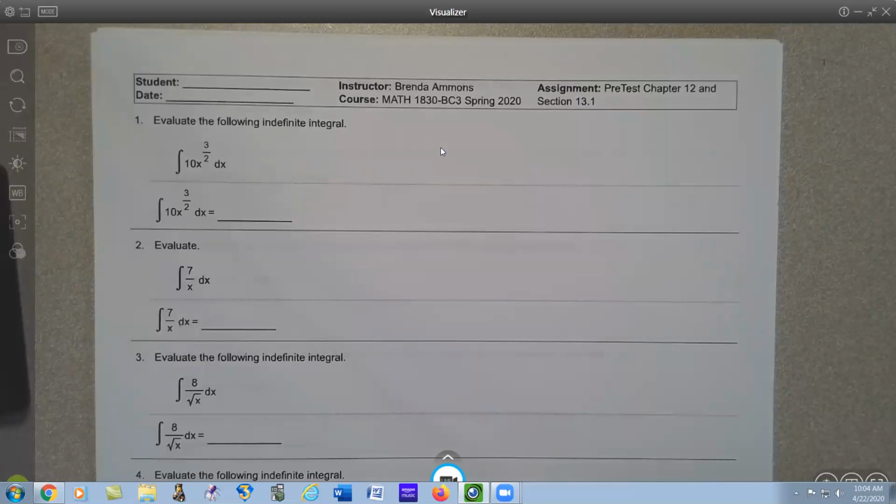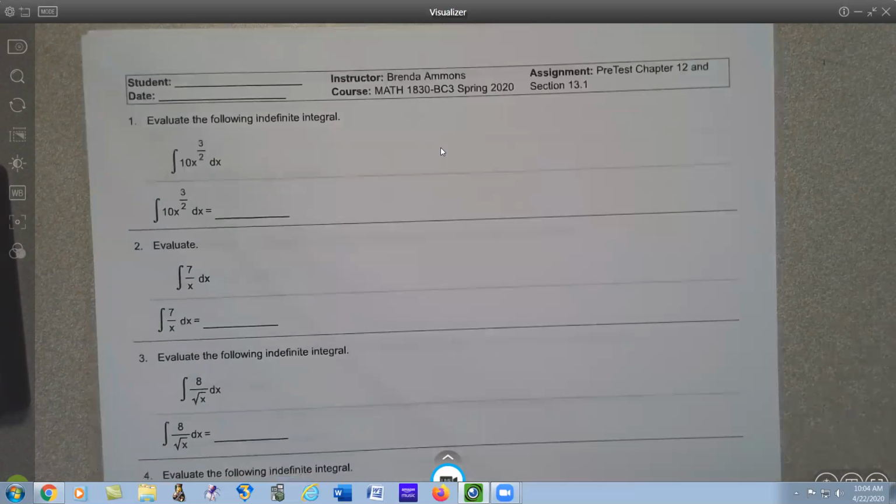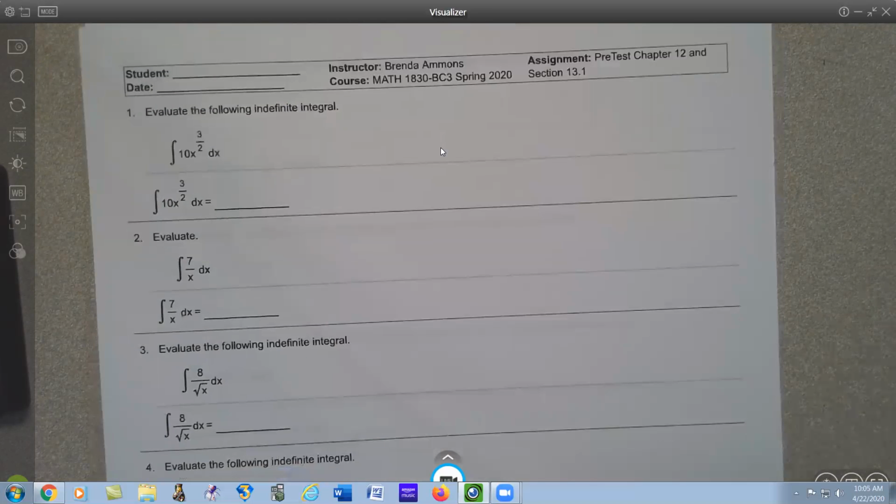So if you have looked at this, or if you see any problem down through here that you would like to see, let me know. Has anybody seen these problems or tried them? Yes. I haven't yet. Was there any type of problem that you would like to see?